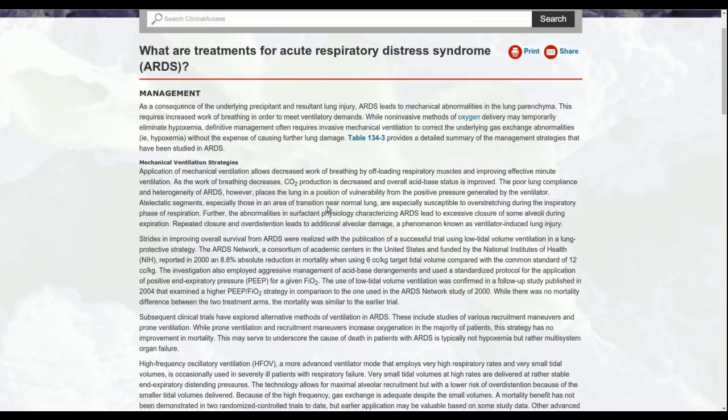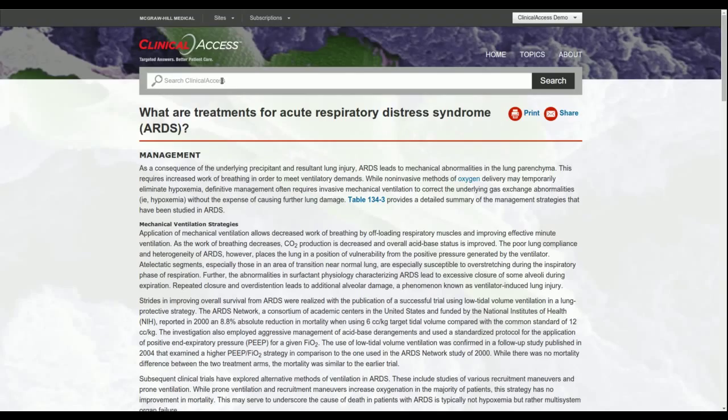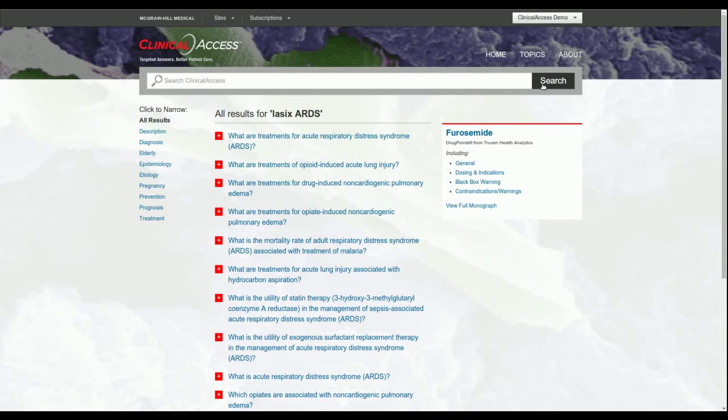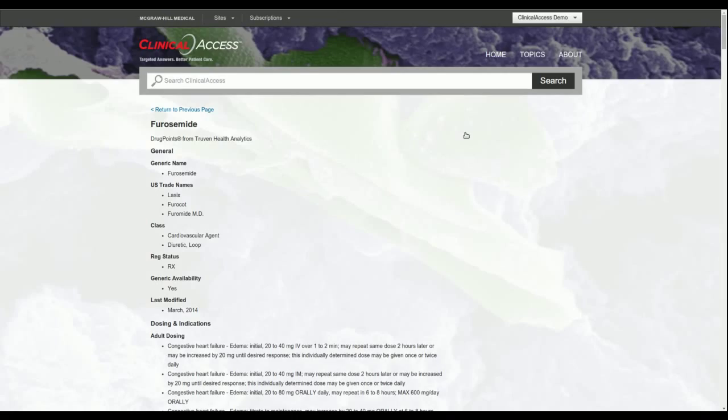After ensuring hemodynamic stability, volume status, and appropriateness of antibiotic coverage, you decide to administer furosemide. What are the indications for dose reduction? How often can you give that? What are contraindications? You're already on ClinicalAccess. Let's see what it says. You click through to the drug monograph, and you find answers to all of your questions about furosemide.